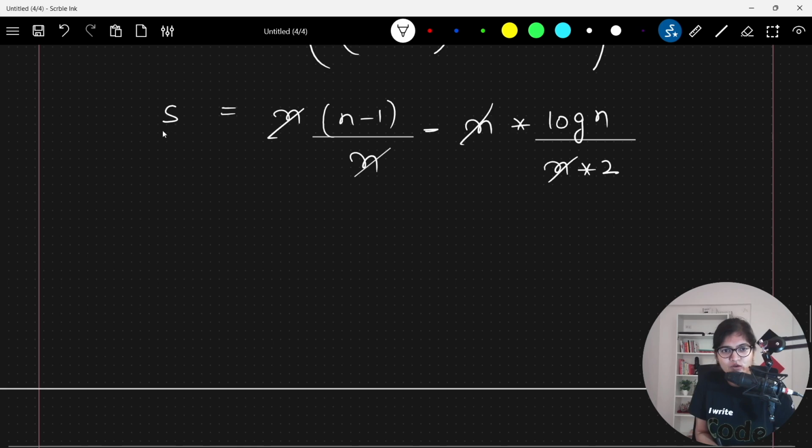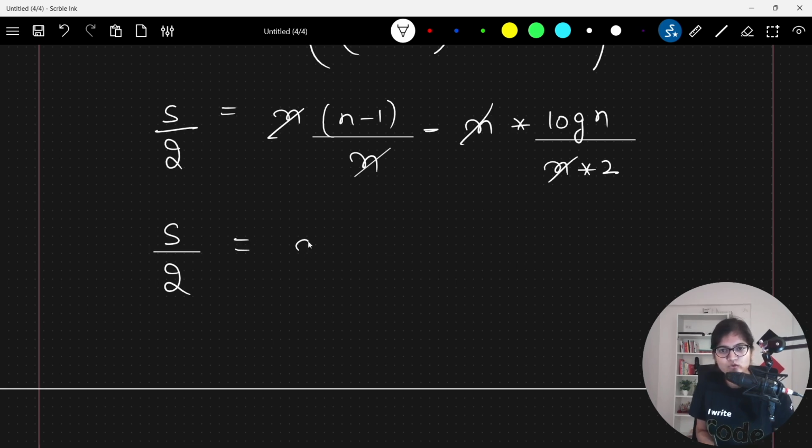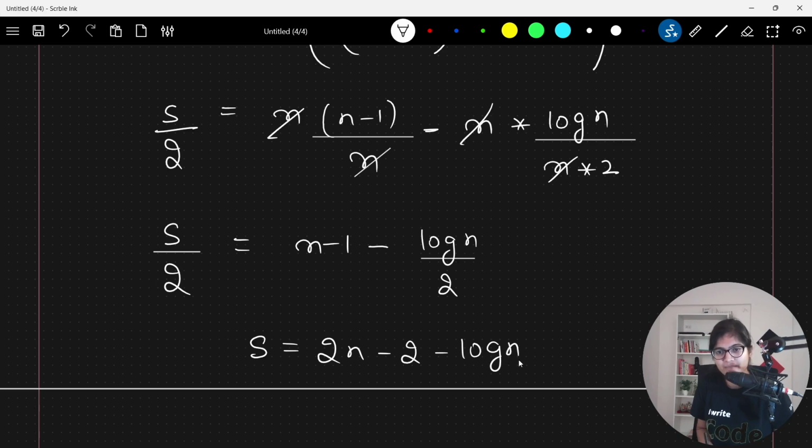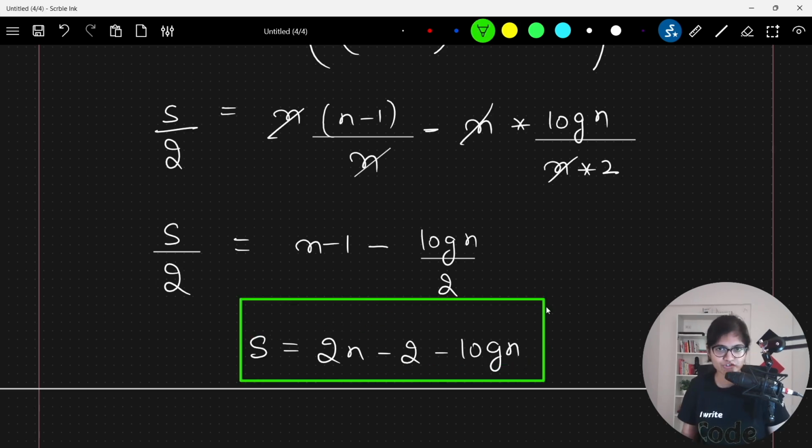So what we will be able to get? We will be able to get the equation which says S by 2 equals N minus 1 minus log of N divided by 2. Now what I can do is take 2 to the right side to get the total number of swaps. So it will be equal to 2N minus 2 minus log of N. This is the final thing after which I can't solve much.